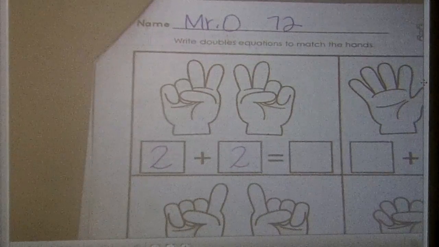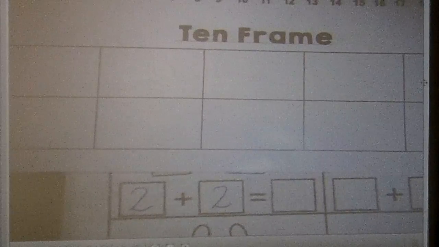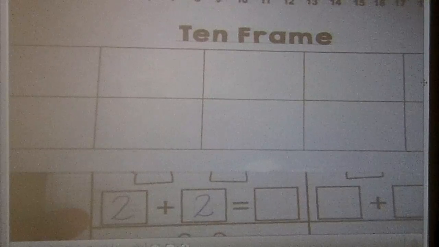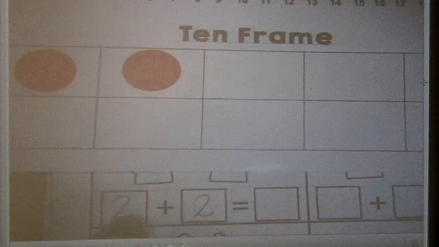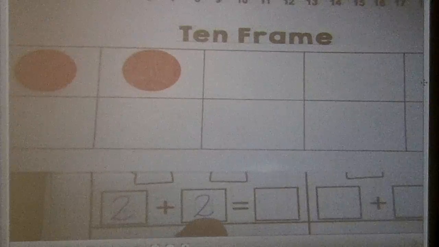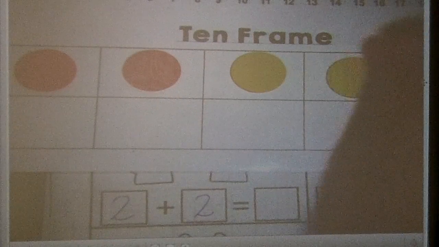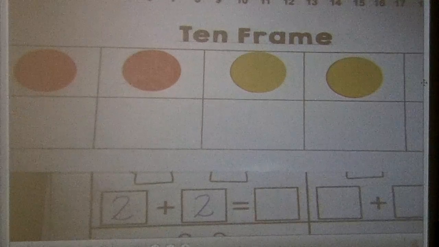So I'm going to get my 10 frame. Oops, sorry boys and girls, let's wake up the smartboard. I'm going to use my 10 frame, and remember we provided this 10 frame inside of your packet. So here is my 10 frame, and I know that I need 2. So I'm going to go ahead and put 2 red chips, 1, 2, and I know that I need 2 more, and I'm going to use the yellow chips for this one. 1, 2.